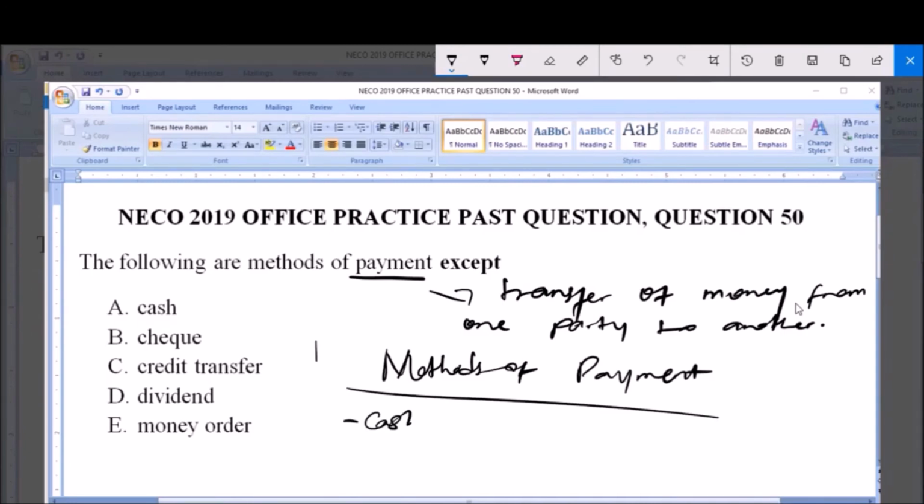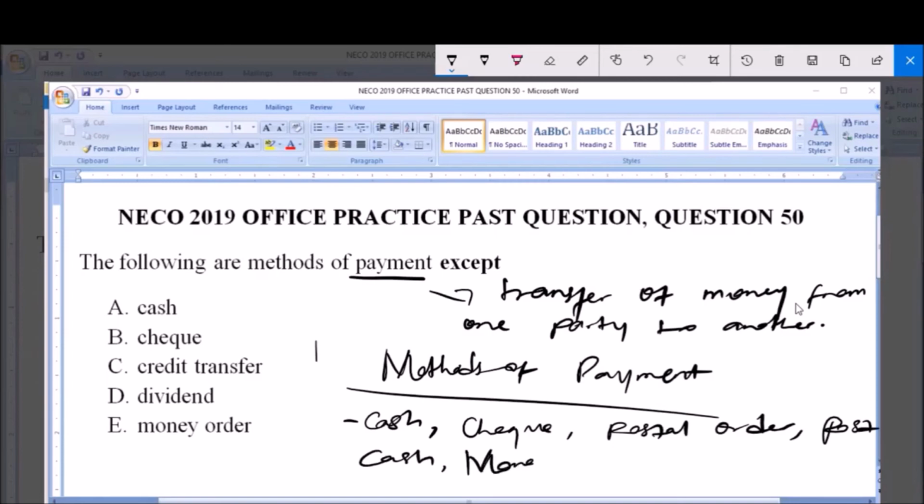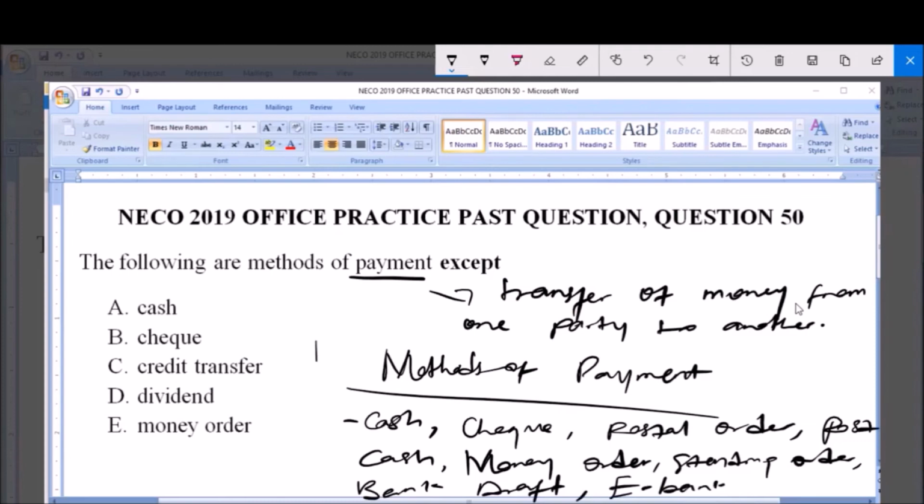We have different methods of payment, starting with cash. We have using the check, also the postal order. All these are methods of payment. We have the post cash, the money order, the standing order, the bank drafts, e-banking, and lastly we have the credit transfer. Now all these are methods of payments.